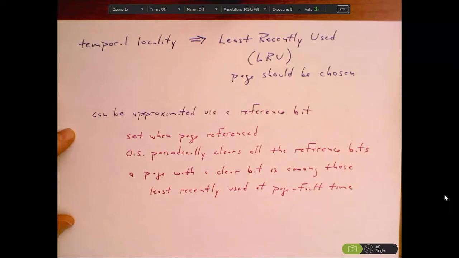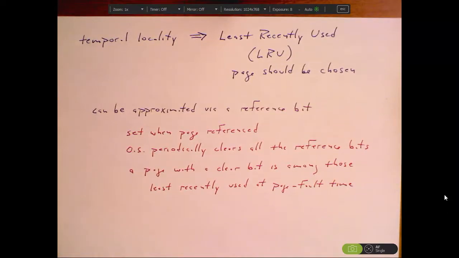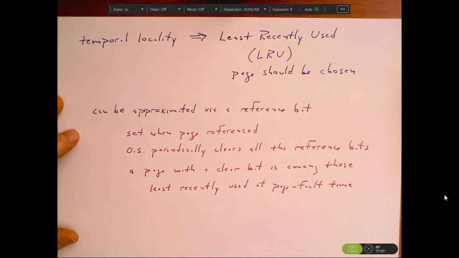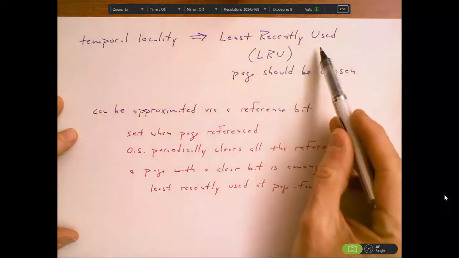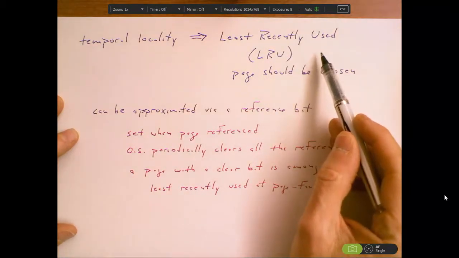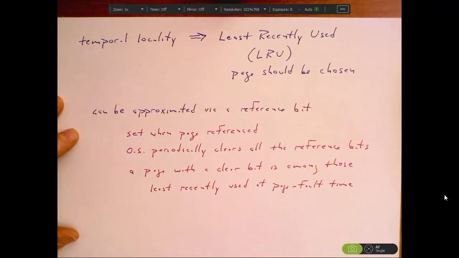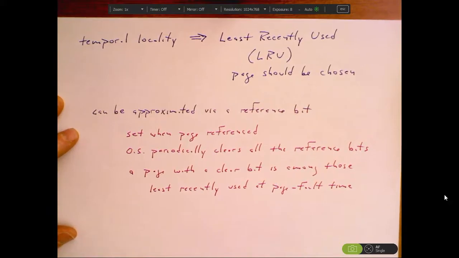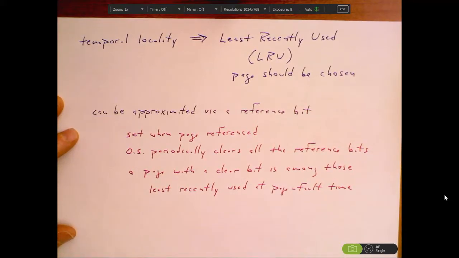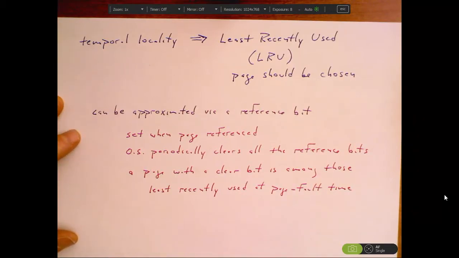Well, yeah, the temporal locality argument would argue that we want to replace the least recently used page. By the way, least recently used is often referred to by its acronym LRU. Right? By the concept of temporal locality, the page that we should replace is the one that we haven't used for the most time. That's the least likely one to be used next.